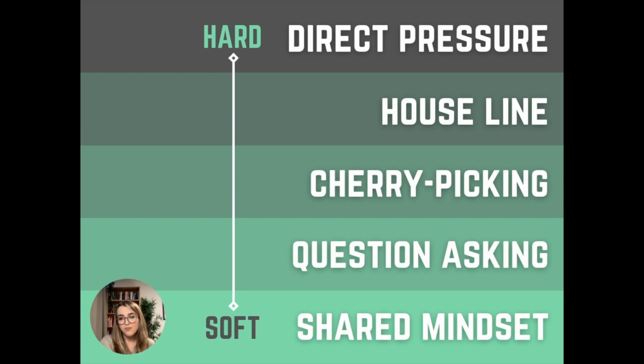A fourth form, as you can see, is question asking. This is where any analysis that's not consistent with policy preference is subjected to repeated questioning in a bid to shift it towards the policy preference. And finally, on the softer end of the scale is shared mindset. This is simply where strong presumptions are shared by the policymakers and the intelligence community.